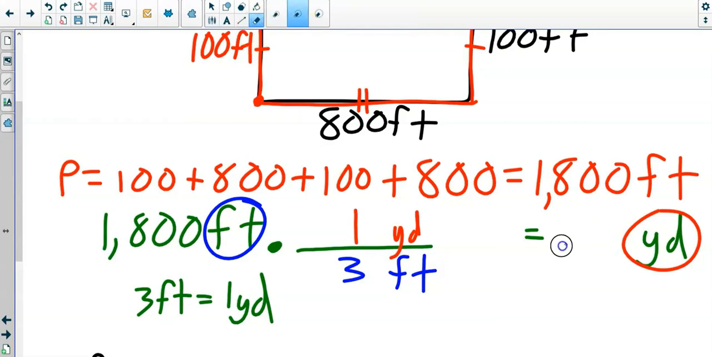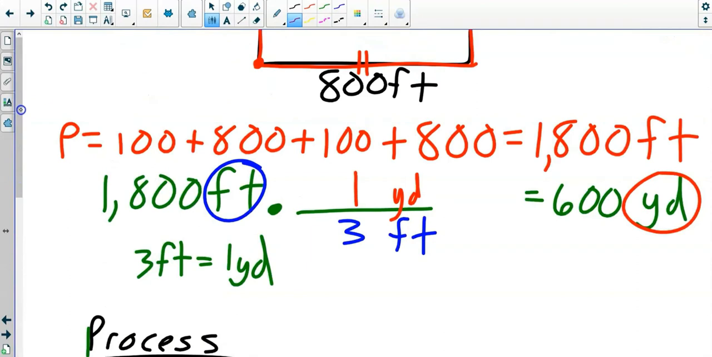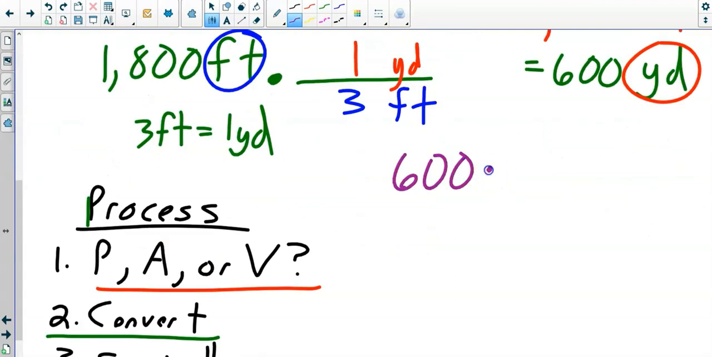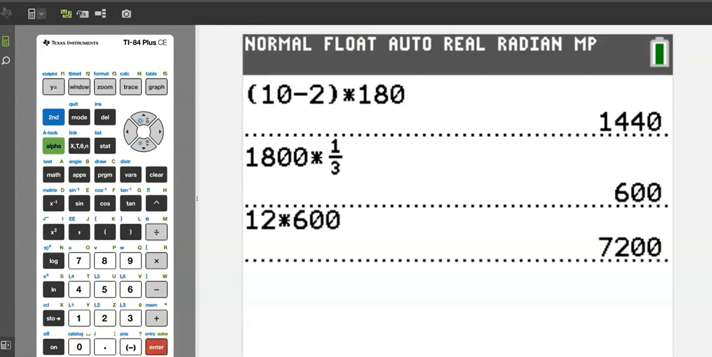Now that you have it in the correct measure, we can find that final answer. We can find the price because all you need to do is take the price that we know up here and multiply it by the yards. That's how you find that final answer. So how much will it cost us to fence in the playground? We're going to take 600 times 12, because it costs us $12 per yard, and we have 600 of them. So go down to our calculator. 12 times 600 equals, there's the price to fence in the playground. It will cost us $7,200.